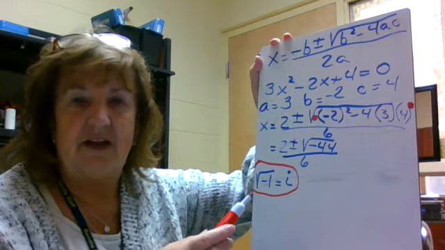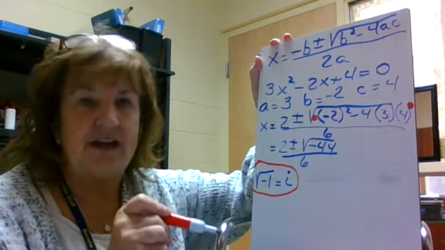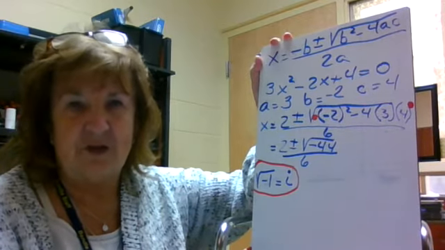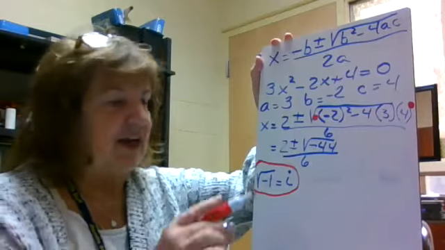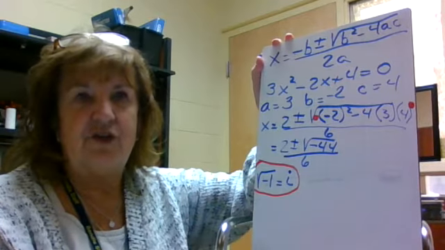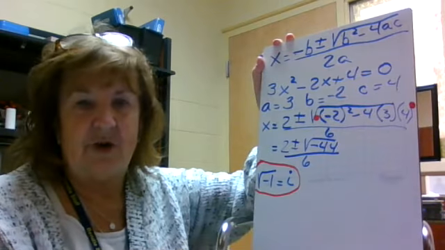So for example, if you had the square root of 9, you want 2 identical numbers that multiply to get 9. Well, that's 3 times 3. But when you have a negative number, like negative 1, I cannot find 2 identical numbers that will multiply to get negative 1.